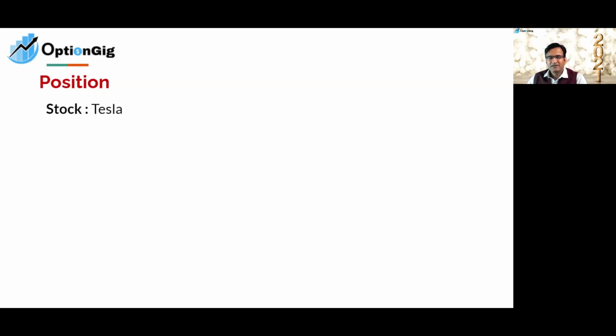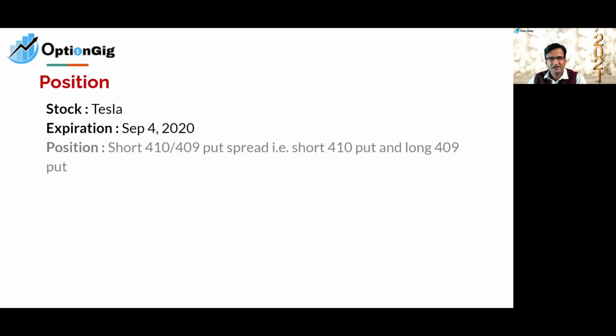So let's look at what happened with this rookie trader. The stock was Tesla. These things happen only in Tesla. Tesla is a millionaire-maker stock as well as a widow-maker stock. People have lost money, and people have made money on Tesla. The trader had a trade for the expiration date of September 4, 2020, and this was his position: short 410/409 put spread, meaning you are selling a put at $410 and buying a put at $409.